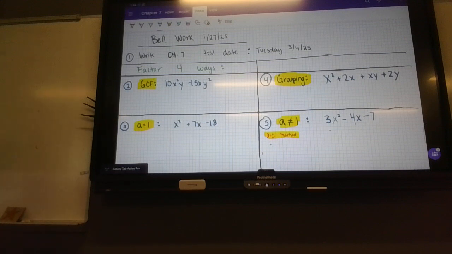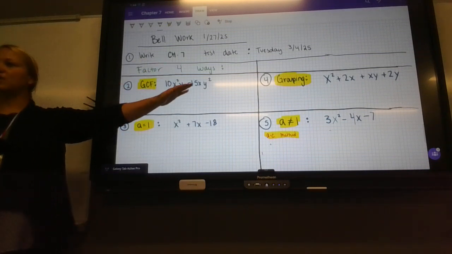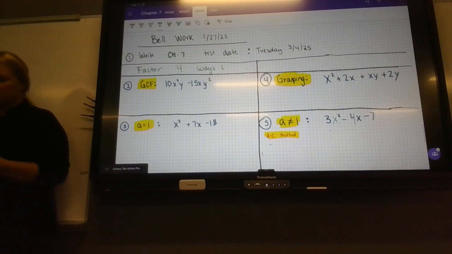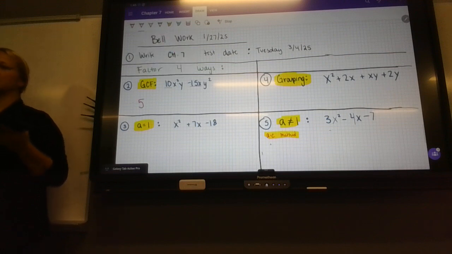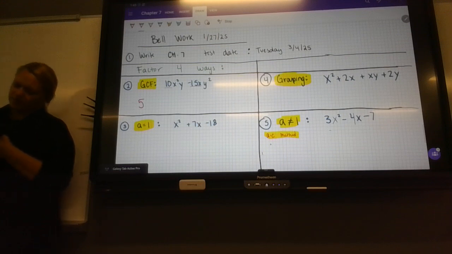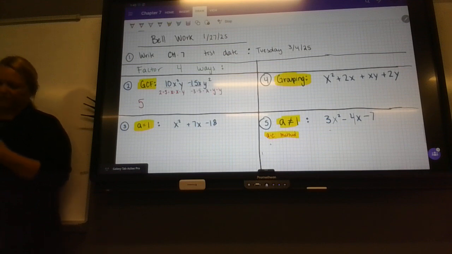Let's go through this and then I can pass out your quizzes for corrections, and then I'm going to give you a handout to practice these 4 methods some more. So, number 1, taking out a greatest common factor. You have to think what do 10 and 15 both divide by? They both divide by 5. And then you have to look at the variables. So if I was to break this down, it would be 2 times 5 times x times y, and this would be negative 3 times 5 times x times y times y. So far I've decided to take the 5 out.